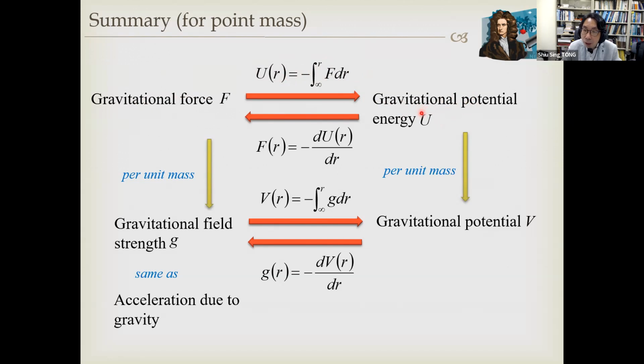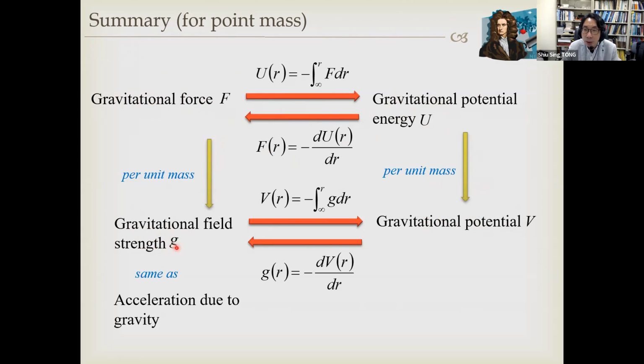And in the reverse direction, we also have another relation. The spatial derivative of the gravitational potential energy with a minus sign will give you the force. So this formula will let you go back from U to F. This part of the diagram we learned in chapter 5. Now we consider everything per unit mass. If I consider the gravitational potential energy per unit mass, I will have the gravitational potential. If I consider the gravitational force per unit mass, I will have the gravitational field strength g.